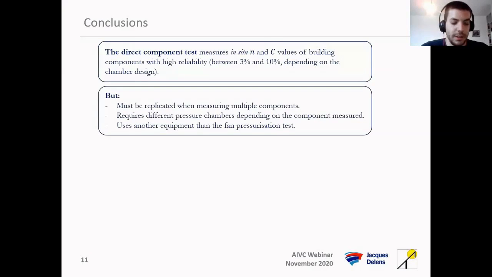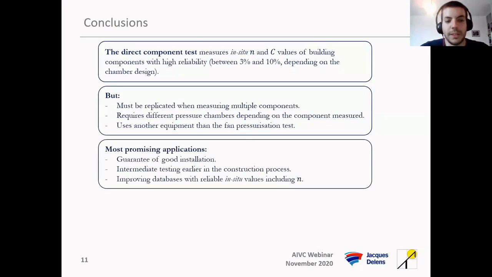Among these disadvantages, the direct component test must be replicated when measuring multiple different components. It requires different pressure chambers depending on the component measured, and it uses other equipment than the fan pressurization test. In my opinion, the most promising application for the direct component test is for a worker, for example, to have a guarantee of good installation and of the quality of the work he did.